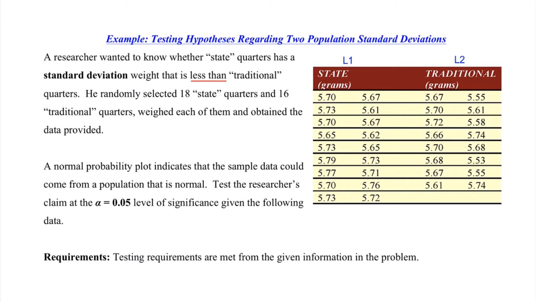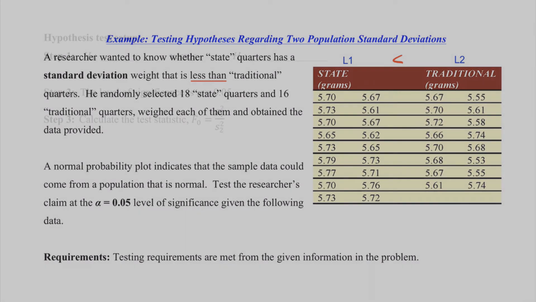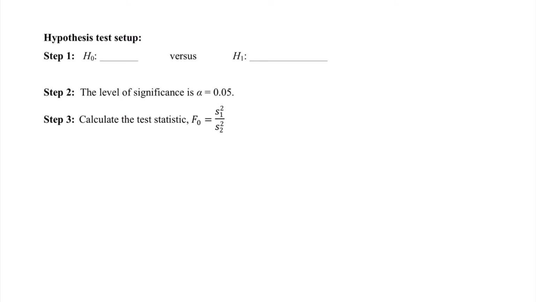The claim is that state quarters has a standard deviation that is less than the traditional. So that means we're saying that our L1 is going to be less than our L2. Well, if that's okay, then we can head into our hypothesis test setup now. First, our null hypothesis, which we know would be sigma 1 equal to our sigma 2, since we're discussing the standard deviation. A little more careful on the alternative hypothesis though.